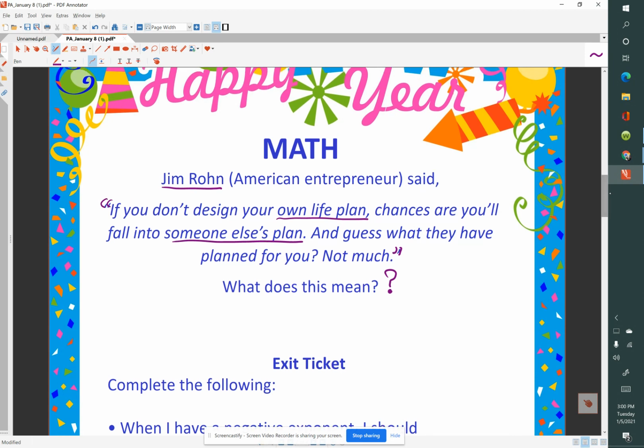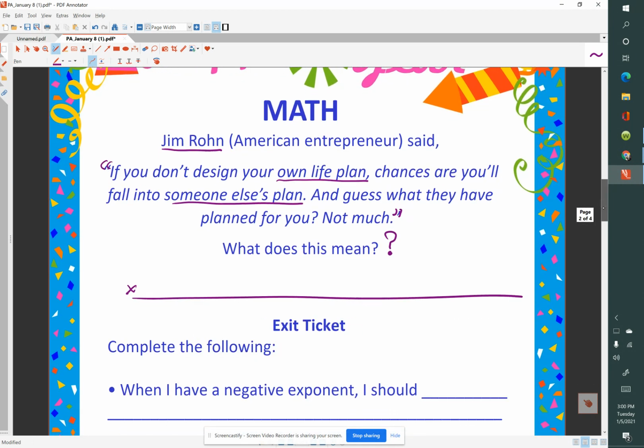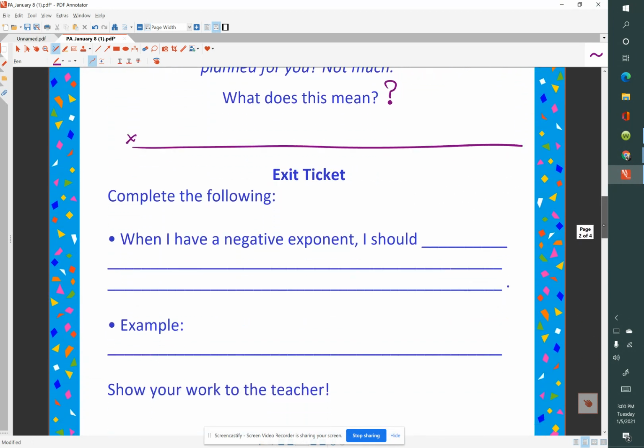I guess one way to look at it is, if you aren't actively pursuing something that's your own dream and your own goal, somebody might ask you to come work with them on something. You will be helping them fulfill their goal, but it might not be what you really want to do in life. So take a few minutes and think about that quote and write your reaction in Teams. We'll come back to our exit ticket later.